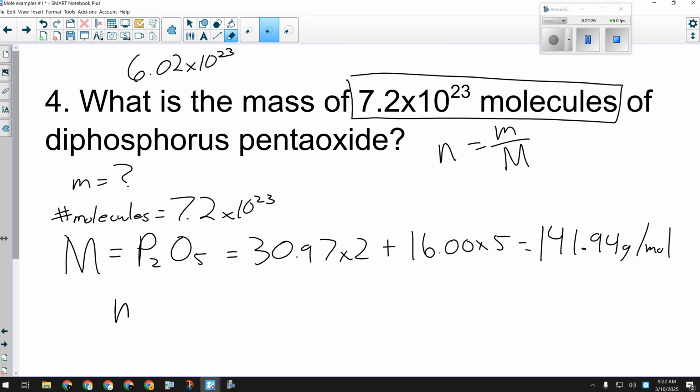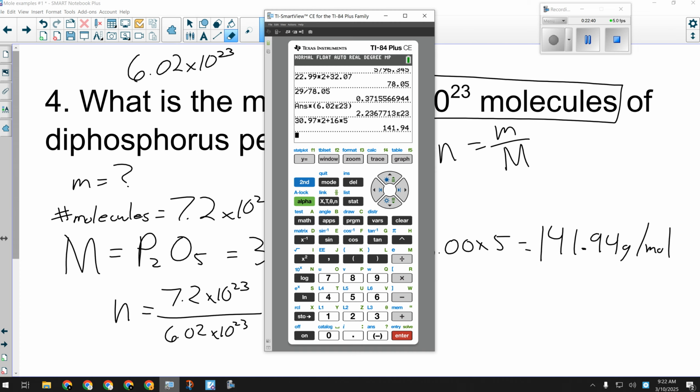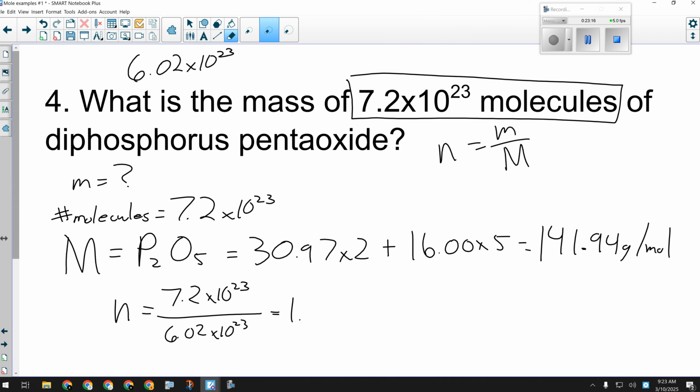Okay, so we're going to calculate N. We're going to go 7.2 times 10 to the 23 divided by 6.02 times 10 to the 23. Now if you're good at math, you realize that there's probably a shortcut that I'm not doing here, and if you realize it, good. If you have no idea what I'm talking about, that's fine. 1.196 moles is what I have here, which makes sense. If 1 mole is 6.02 and I have 7.2, I have a little more than 1 mole. I'm going to keep all those decimals in my calculator though.